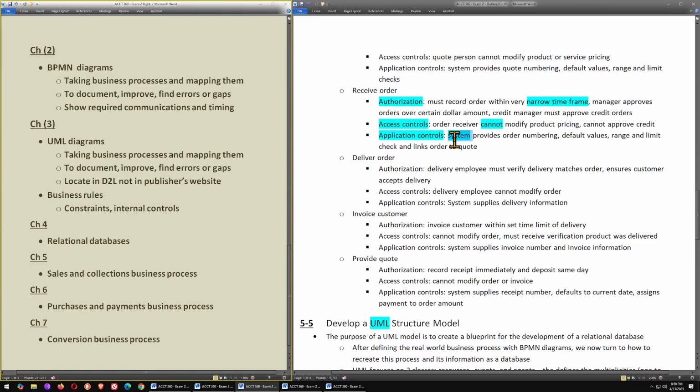Application controls are almost always stated in terms of what the system does. Do they provide a default value? Do they check the range and limit, making sure it's not too big? Do they link it to other things in the system? Do they provide a number automatically, like an order number? So application controls are typically framed with what the system is doing. Access controls are typically saying what the person doing this process cannot also do. And authorization determines the authorized parameters of the job.